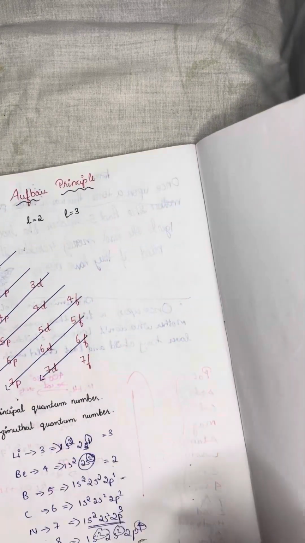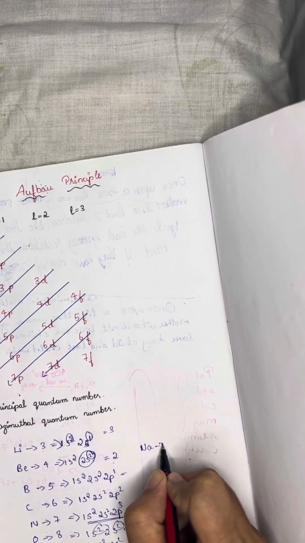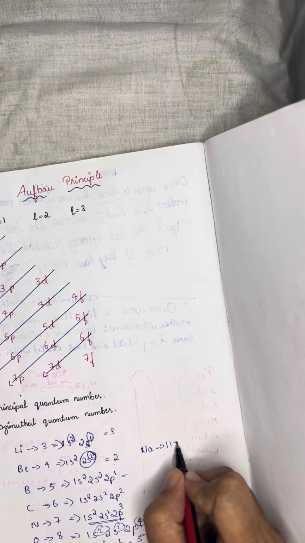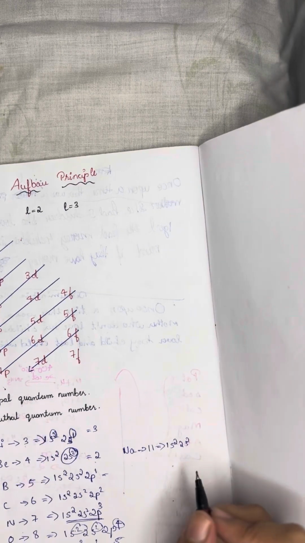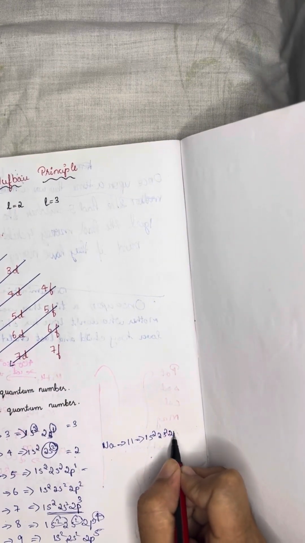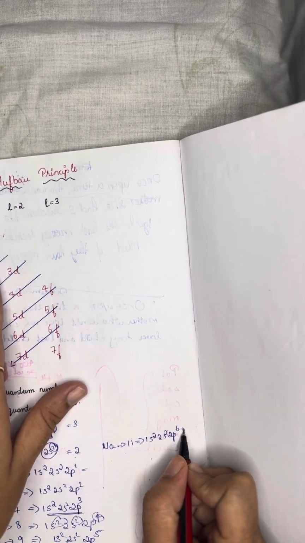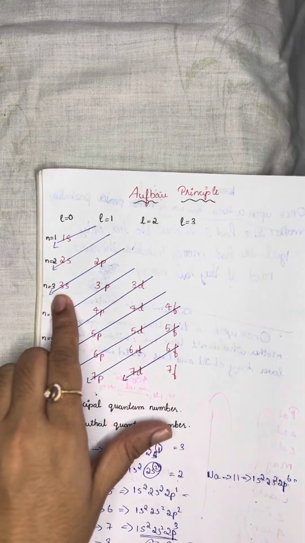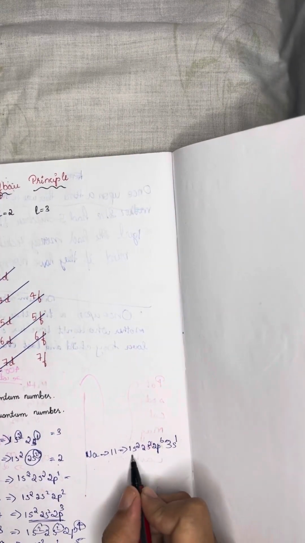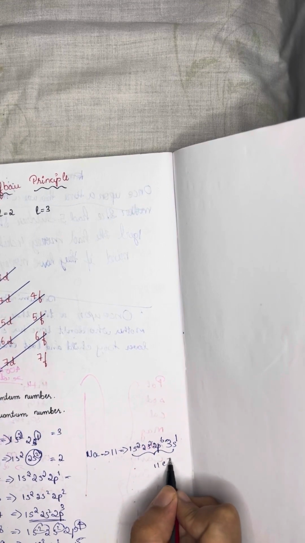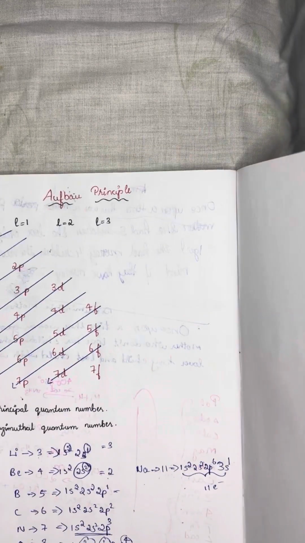Now let me consider another example, sodium. The atomic number of sodium is 11, right? So when you write the electronic configuration, it will be 1s2, 2s2, then 2p6. Totally now it is 6, 7, 8, 9, 10. So after 2p6, what comes next? Here 3s1, right? So 3s1. Now count the total number: 11 electrons. So this is how we write the electronic configuration for the various elements.